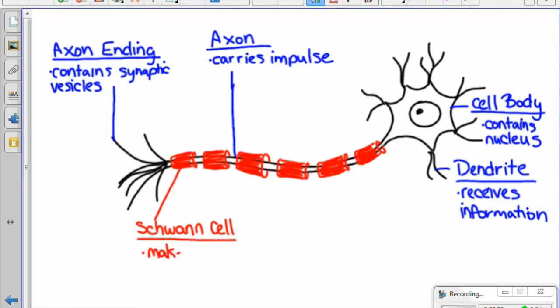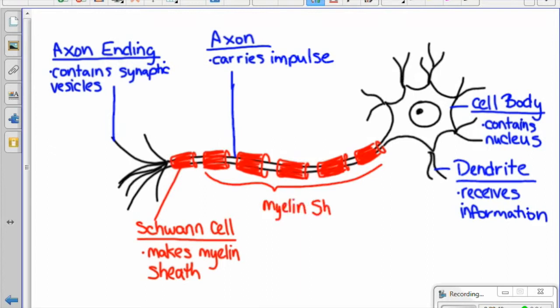The myelin sheath is made up of cells called Schwann cells. Once the Schwann cells have wrapped around and are thick enough, then we call it a myelin sheath. Myelin sheath insulates the axon and speeds up the rate of transmission.